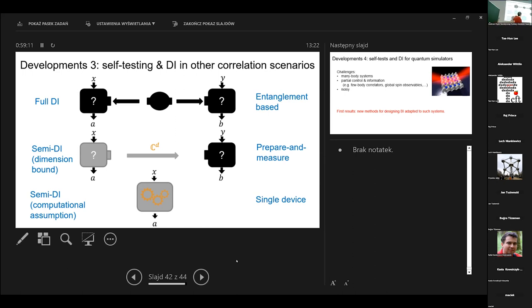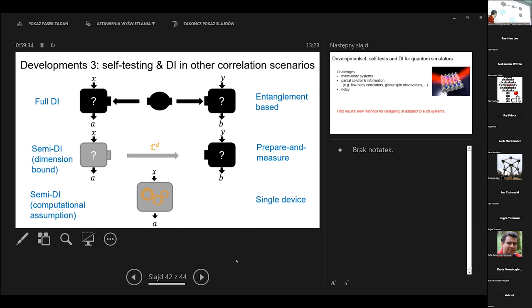But if you make some assumption, for instance, one assumption that people have considered is that the devices are manipulating a system of a given Hilbert space dimension, so maybe qubits. So you don't know them, untrusted qubits, but qubits. Then you can show that you can have self-testing and device-independent statements, even in a prepare-and-measure scenario where you don't need to generate entanglement. So this is much easier.